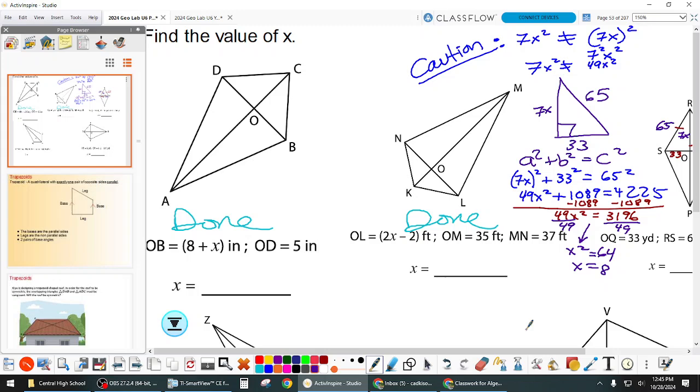X also equals negative 8. Is that going to work? No, because that would make this side length negative 56, which isn't so good. All right, good. How'd that go for you?